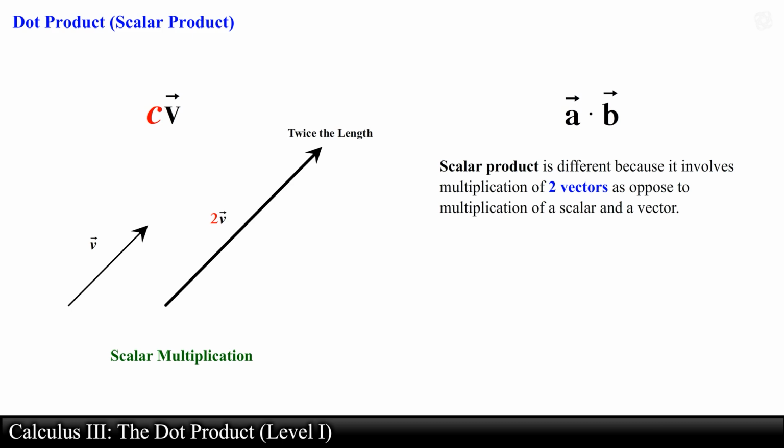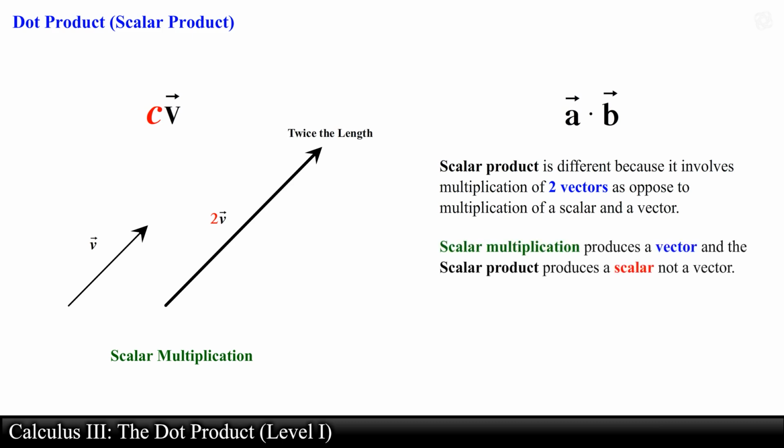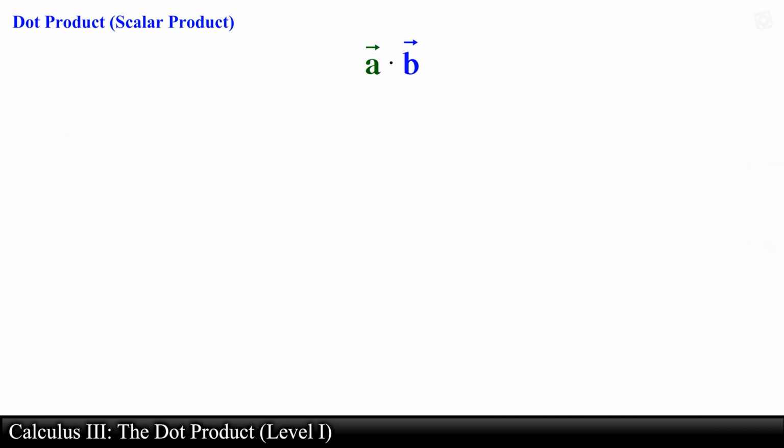The next difference between scalar multiplication and the scalar product is that scalar multiplication produces a vector, and the scalar product produces a scalar, not a vector. To define the scalar product, we will start with two planar vectors, a and b, with known magnitudes, and place them tail to tail as follows, where the angle theta between the vectors can range anywhere from 0 degrees to 180 degrees. Let's take a look at the first case, when the angle between vector A and vector B is equal to 0 degrees. In other words, they are parallel.